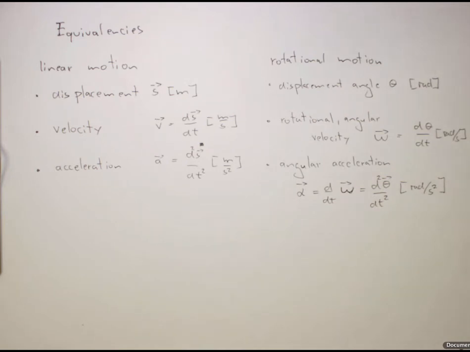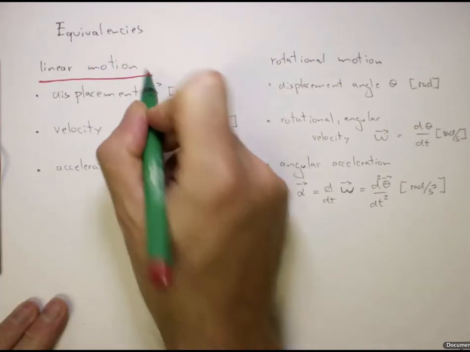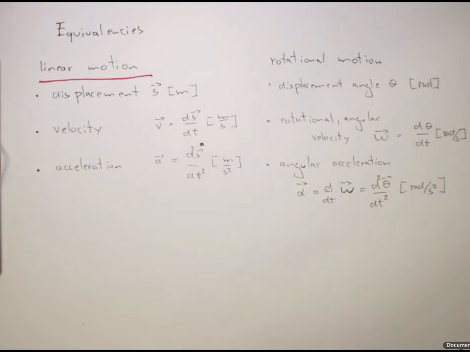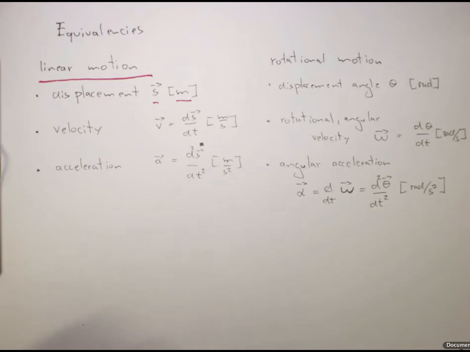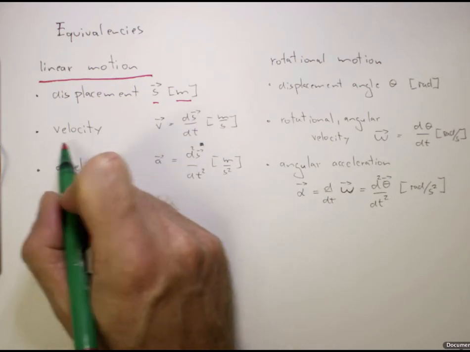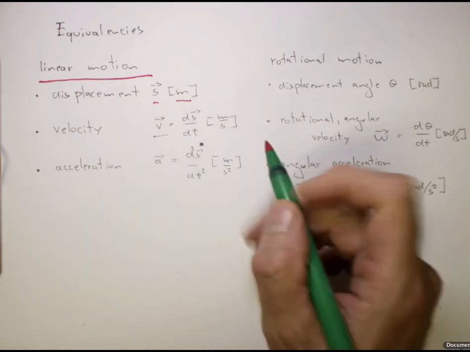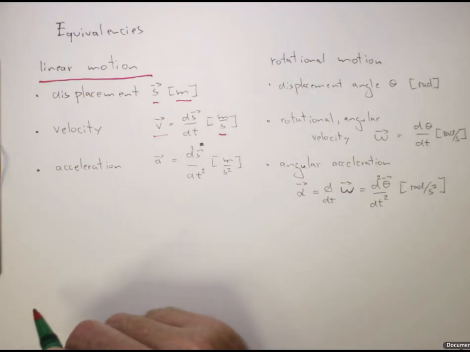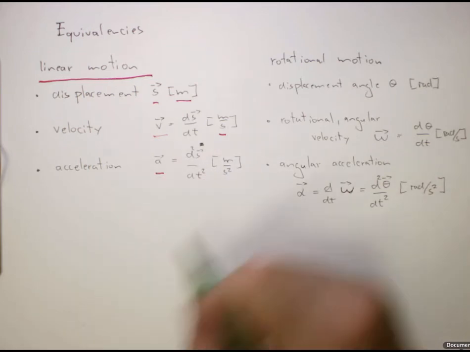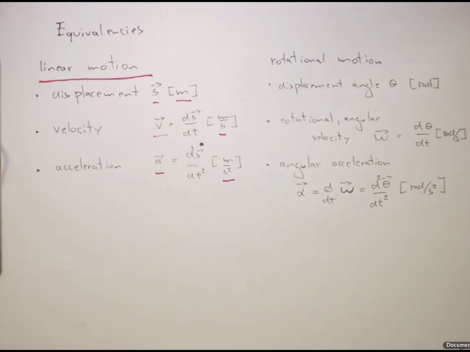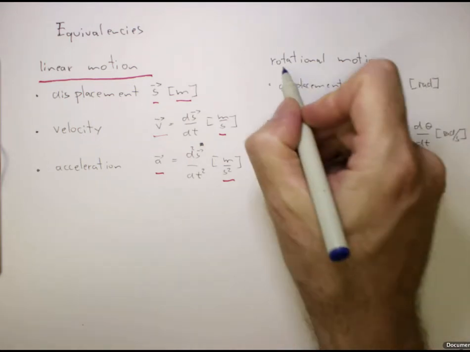We have in linear motion the displacement, which has the unit meter, and we might indicate that as s, distance. And if we differentiate displacement s with respect to time, we obtain in linear motion velocity with the unit meters per second. And if we differentiate again with respect to time, we obtain acceleration, in units of meters per second squared.